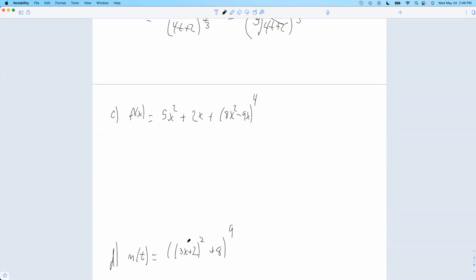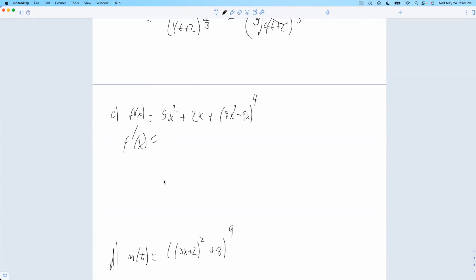Like here, we're going to have a function inside a function. Here, we're going to have to use the sum rule. And just for this one little part right here, the chain rule. So let's just go through this guy, the derivative, one piece at a time.